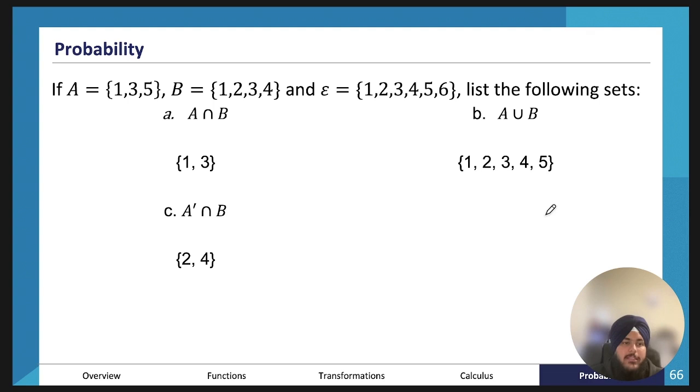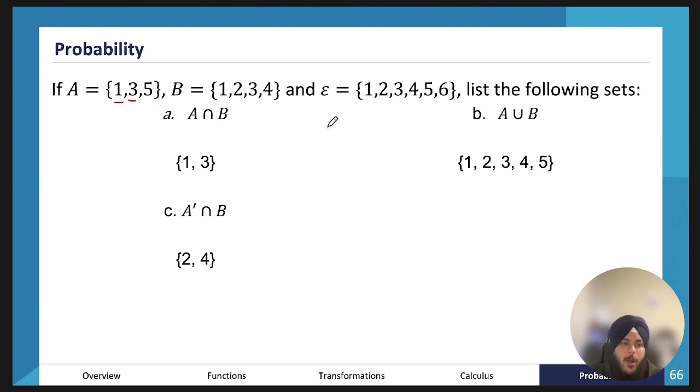Okay, so here we have just a quick example question. We have event A, and the outcomes are 1, 3, 5. B is 1, 2, 3, 4, and the sample space is 1, 2, 3, 4, 5, 6. So we have to list the following sets. What is A and B? A and B is just going to be, what are the common things between elements A and B? So definitely 1 and definitely 3. So therefore the answer here is going to be 1 and 3.